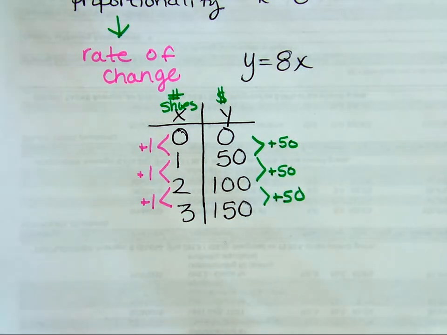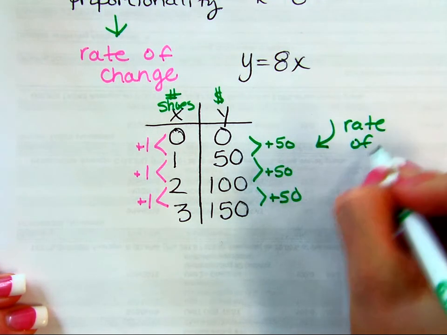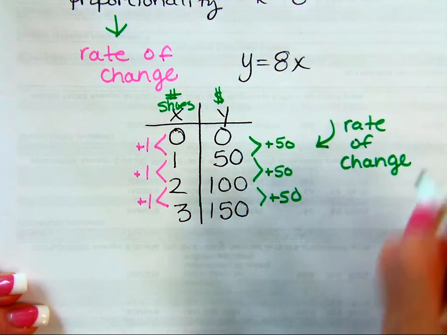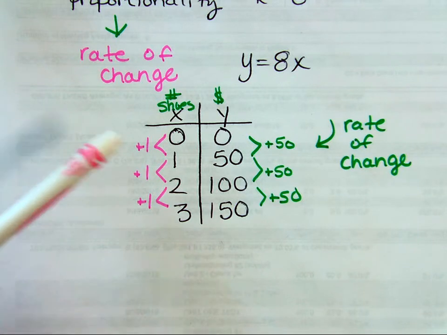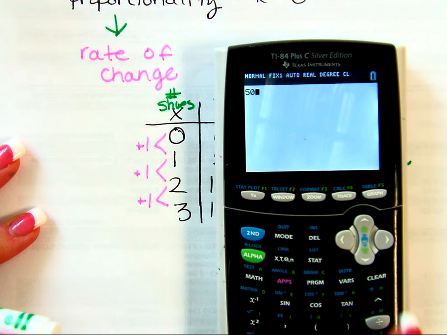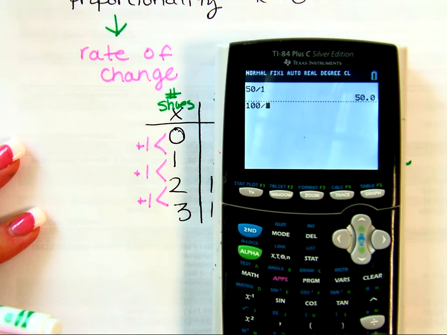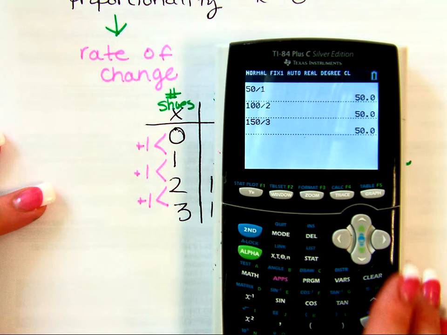Do you see why we call that rate of change? Because that's the rate that it's changing by. First I take 50 out of my wallet and pay them, then 100, then 150. So this right here, 50, is called your rate of change. You know what else it's called? Your unit rate. Isn't it 50 for 1 pair? Isn't it also my constant of proportionality? Because how do you find a constant of proportionality? You divide the y by the x. So 50 divided by 1, 100 divided by 2, 150 divided by 3. They're all the same in this case.